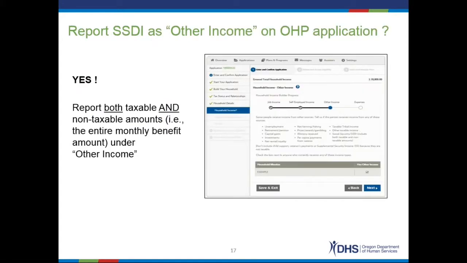Do we report SSDI as other income on the OHP application? Yes. Again, report both taxable and non-taxable amounts. Just take the entire monthly benefit and slap it down under other income.